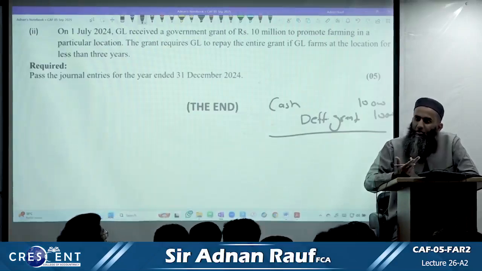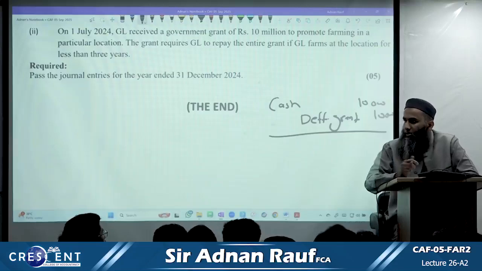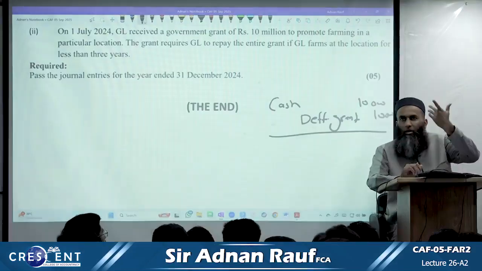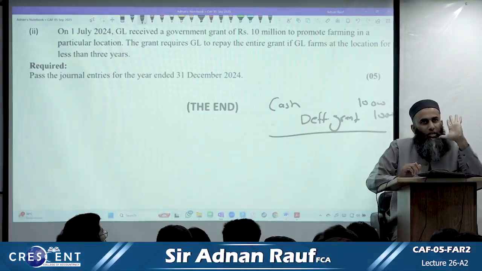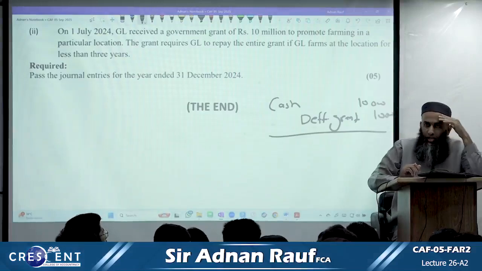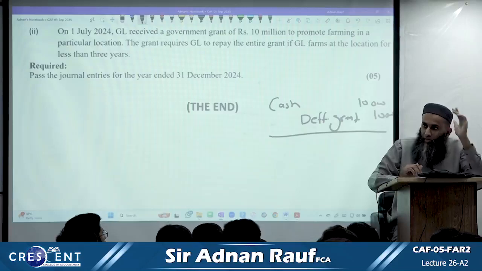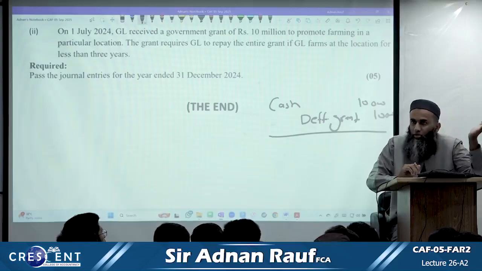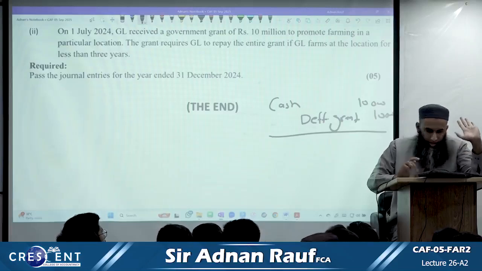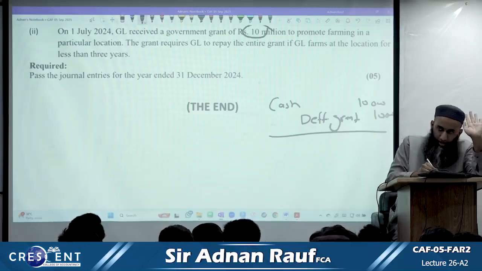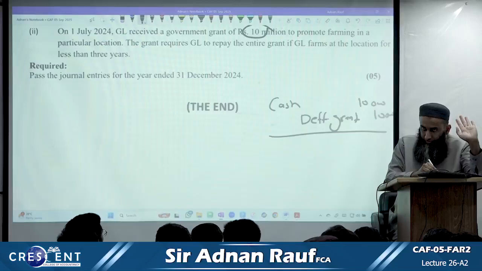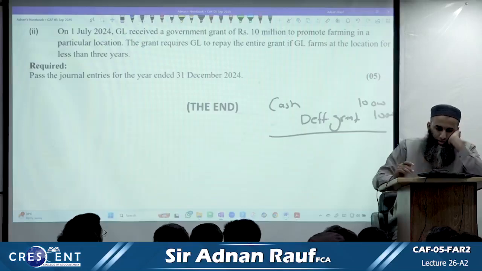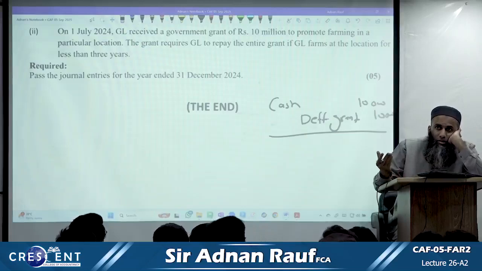Now the entire grant will have to be returned, right? What should I do then? If it was written that retain the grant for the number of months you have done the farming, tell me quickly, then you should take it in P&L by doing 10/3 times 6/12. What has he written now? The entire grant will be returned.